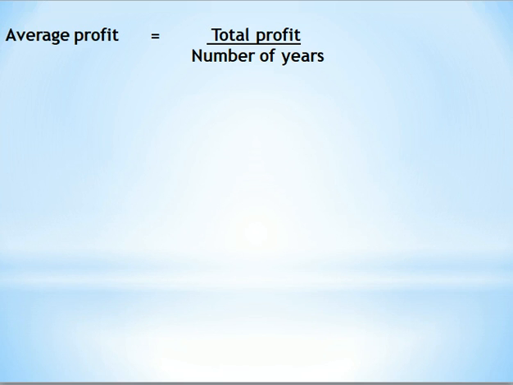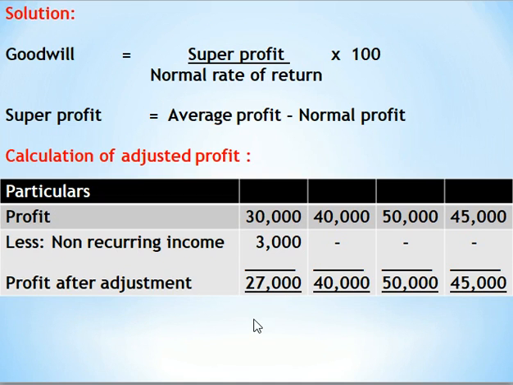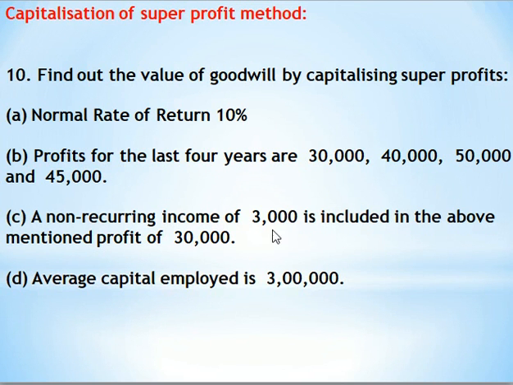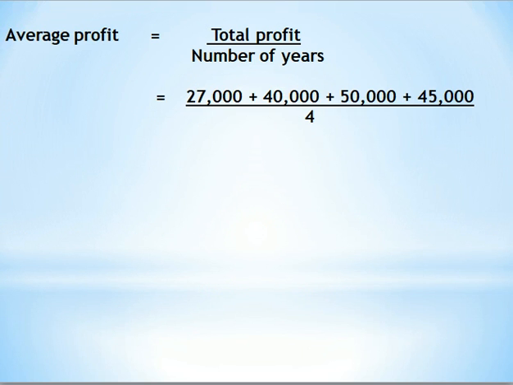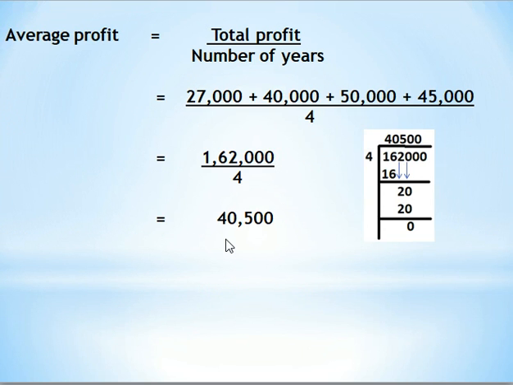As we know that average profit is equal to total profit by number of years. The amounts for total profits are 27,000, 40,000, 50,000 and 45,000, and the number of years is 4 years. Now let me explain to you how you get 40,500 if we divide 1,62,000 by 4.